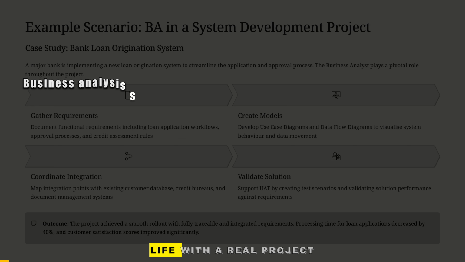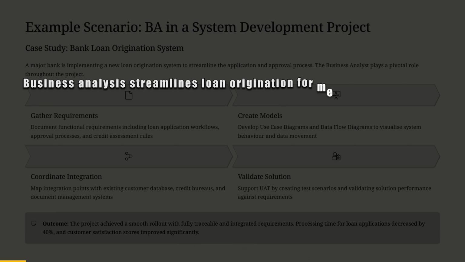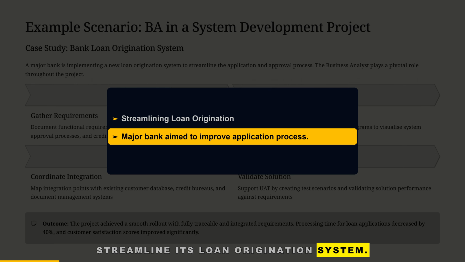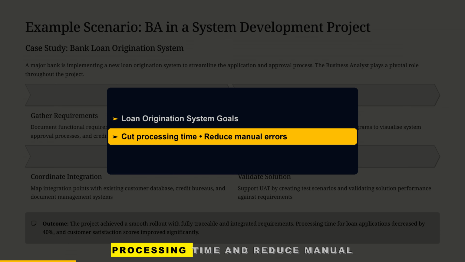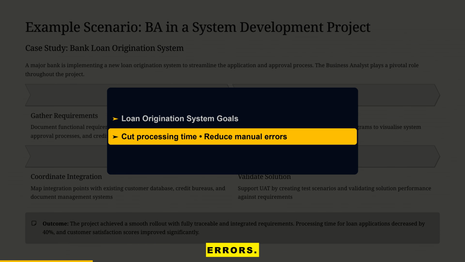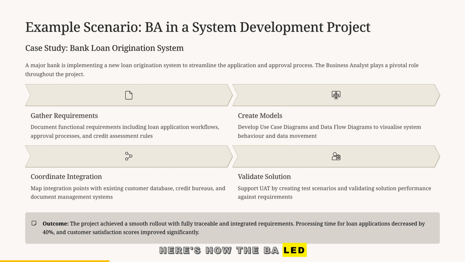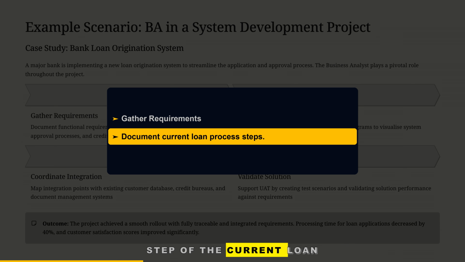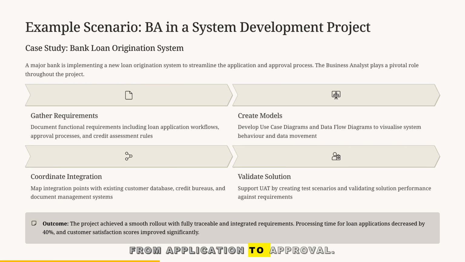Let's bring it all to life with a real project story. A major bank wanted to streamline its loan origination system. The goal was to cut processing time and reduce manual errors. Here's how the BA led the way. They started by documenting every step of the current loan process, from application to approval. Then, they worked with developers to design a workflow automation engine.